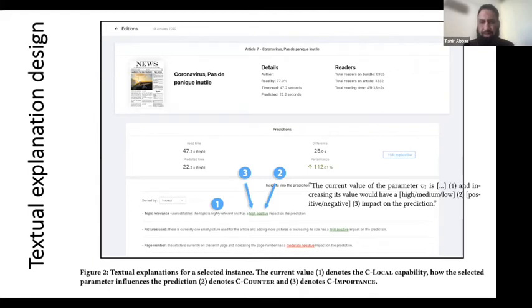The current value of the parameter is highly relevant or not relevant, or maybe slightly relevant. And then they use this high, medium, and low attribute to address this last parameter, which was C importance, whether it's high, low, or medium. And then they use this C counter to determine whether this was a positive effect or a negative effect on the prediction.